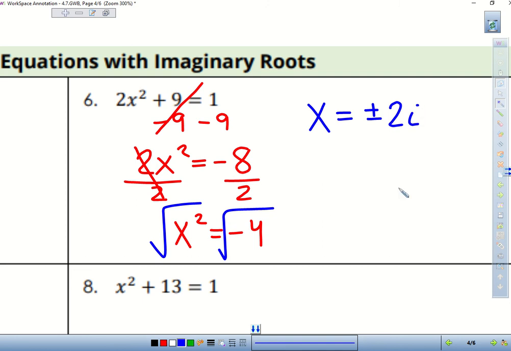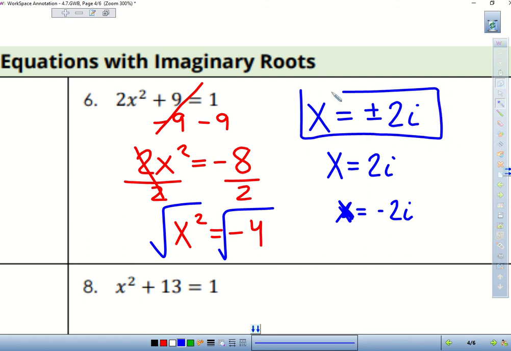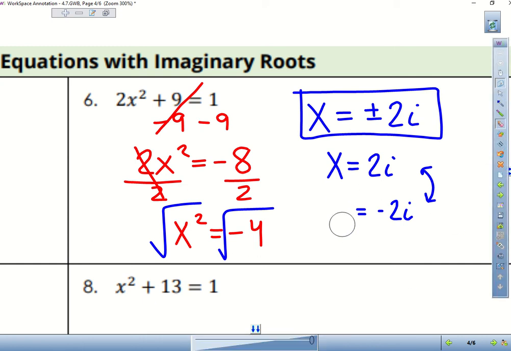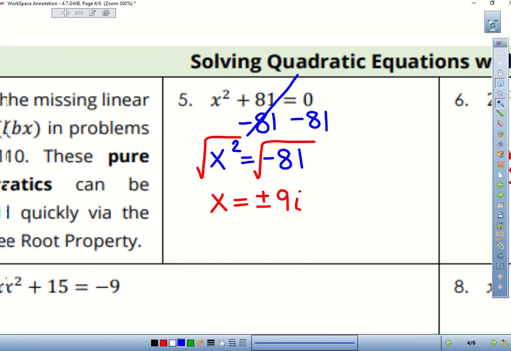So what the plus or minus means: if you were on a quiz and I said select all the possible solutions, you would give me these two solutions, x equals 2i and x equals negative 2i. I'm fine with you writing this on the homework as your answer, but on a quiz or test, it may have it written as two separate parts. So just make sure you recognize both. Does everyone understand what I'm saying? Okay.